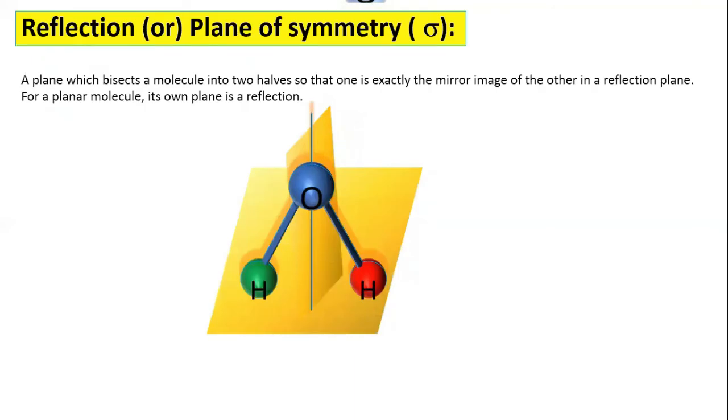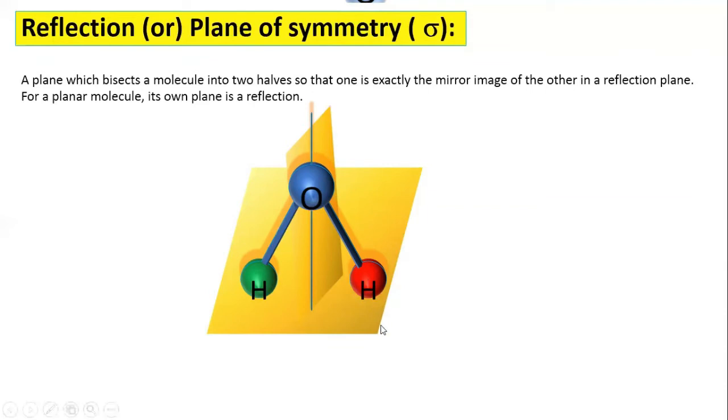And here comes the reflection operation. Otherwise it is represented as a plane of symmetry, with the symbol sigma. It is a plane which bisects a molecule into two halves so that one is exactly the mirror image of the other. For a planar molecule, its own plane is a reflection plane. That should be noted. We can keep the plane in two ways. One, the plane bisects the molecule, kept in between the two hydrogen atoms and passing through the oxygen atom, and both the hydrogens can be reflected.